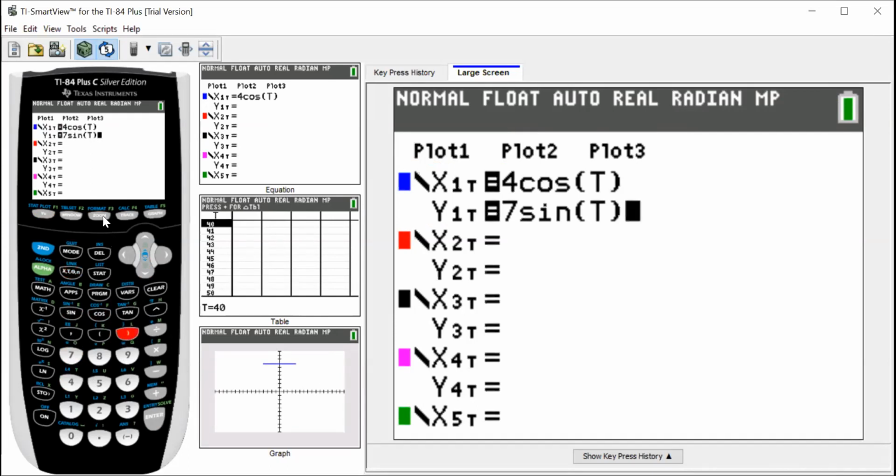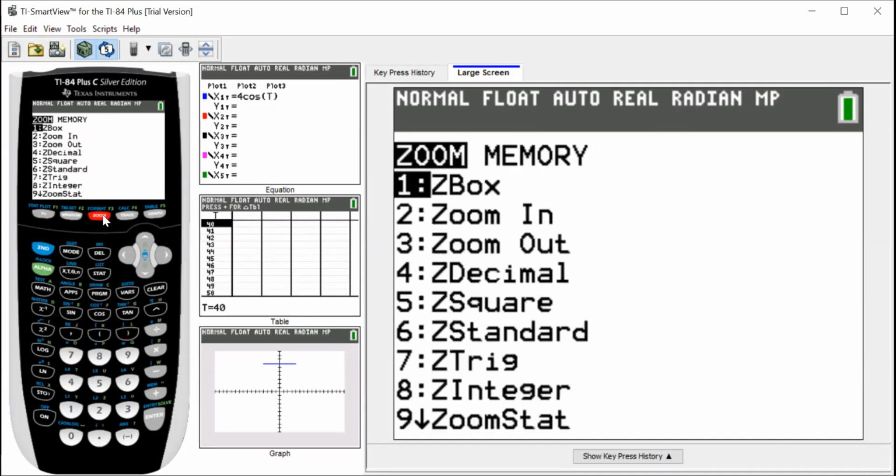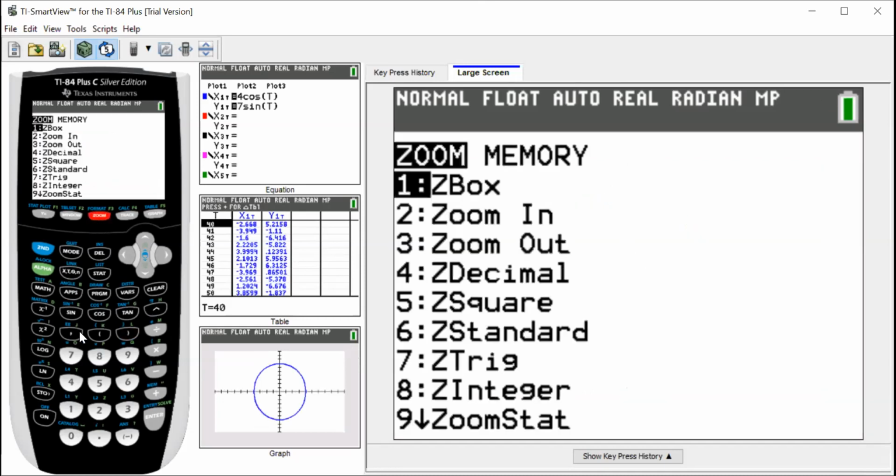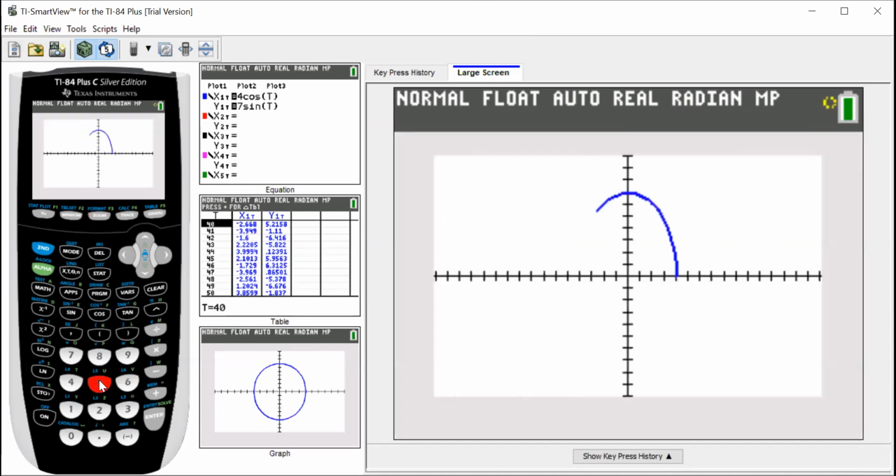I'm going to make sure I'm on a standard zoom, so I'm going to press zoom and then 6. Make sure I'm on a standard one. And when you graph it, we get something that looks like this. And actually, I'm going to change my zoom to zoom and hit 5 squares so that it looks the correct shape. And there we go. You notice this gives us this egg-shaped looking thing.